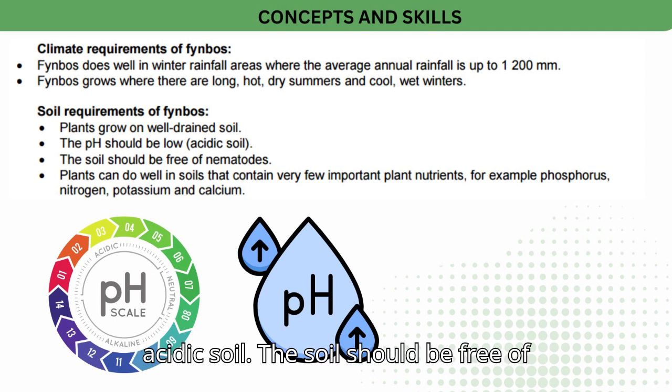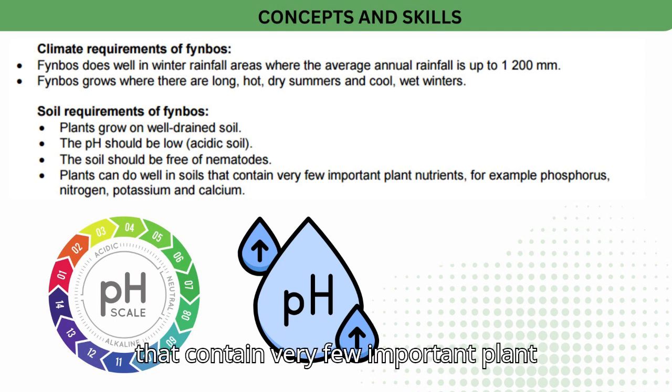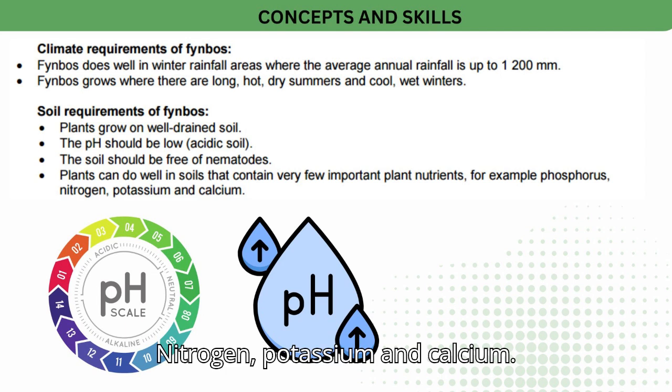The soil should be free of nematodes. Plants can do well in soils that contain very few important plant nutrients, for example phosphorus, nitrogen, potassium and calcium.